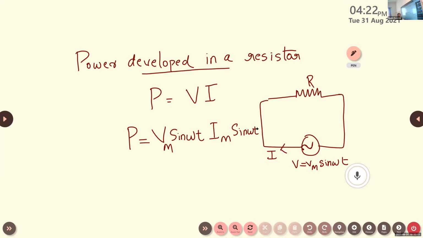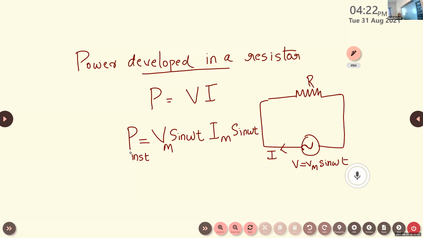So in such a case, the voltage becomes equal to Vm sin omega t, and the current generated in such a circuit is equal to Im sin omega t. So the equation becomes P is equal to Vm sin omega t into Im sin omega t. So here we are calculating the instantaneous values of power. Instantaneous values of power means the power at a particular instant of time.